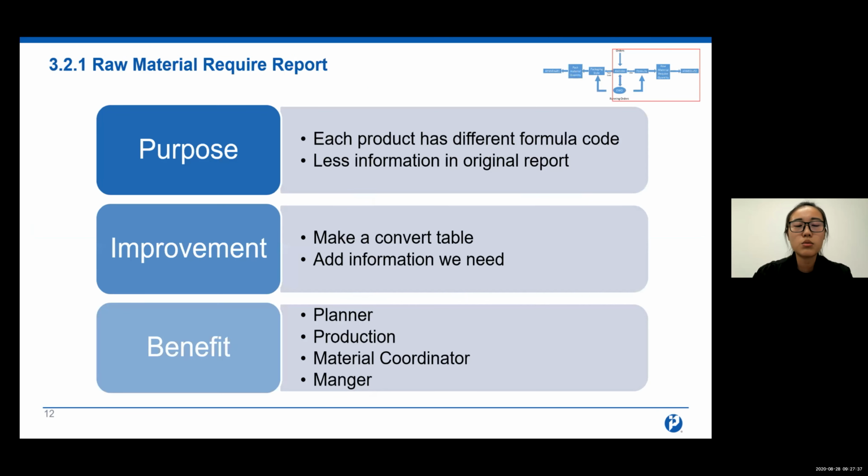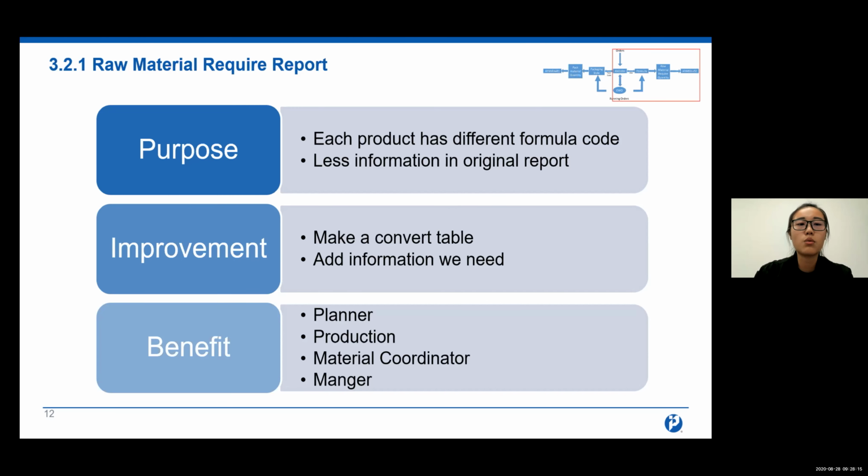For the raw material required report, there are 2 reasons we wanted to improve report timing and make it easier to read. First, each product has a different formula code, but some raw materials we no longer use are still in AS400. After calculation, the quantity will not match the actual quantity. Therefore, we made a convert table with each film type, the raw material needed, and the ratio. Then we calculate the raw material quantity we need.